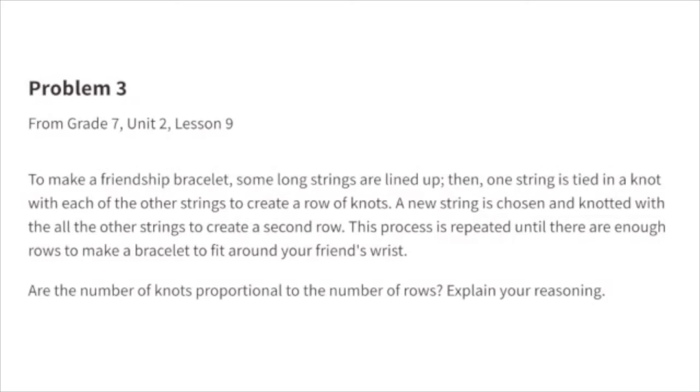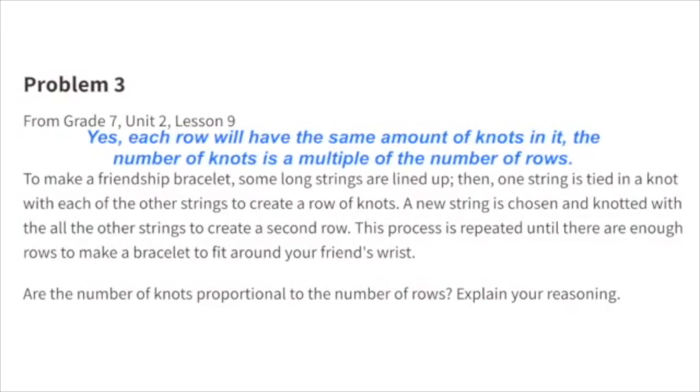Are the number of knots proportional to the number of rows? Explain your reasoning. Yes, each row will have the same amount of knots on it. The number of knots is a multiple of the number of rows.